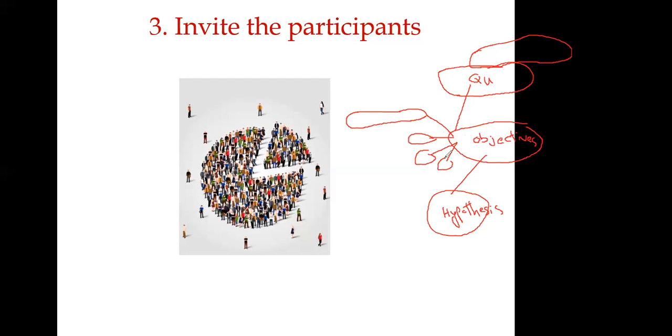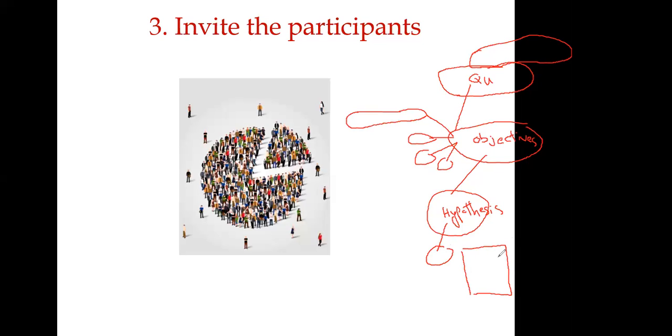Then, based on the objectives, we can define our hypothesis. Now we have objectives, and based on the objectives, we have hypothesis. Then under the hypothesis, we can define our questions. Anyway, now we assume this is our questionnaire.